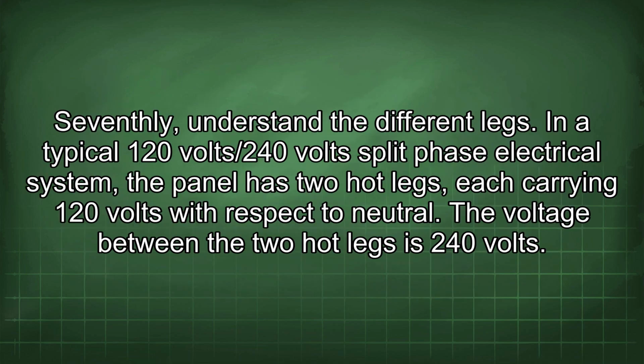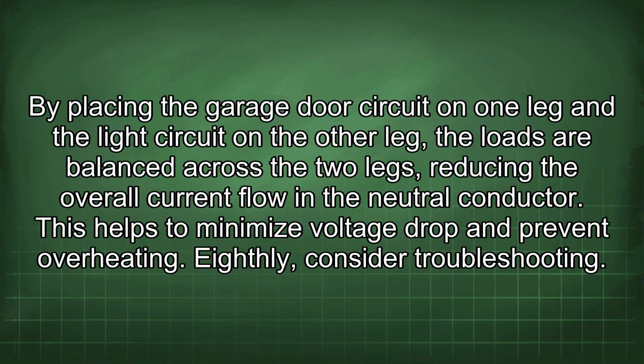Seventhly, understand the different legs. In a typical 120V/240V split-phase electrical system, the panel has two hot legs, each carrying 120V with respect to neutral. The voltage between the two hot legs is 240V. By placing the garage door circuit on one leg and the light circuit on the other leg, the loads are balanced across the two legs, reducing the overall current flow in the neutral conductor. This helps to minimize voltage drop and prevent overheating.